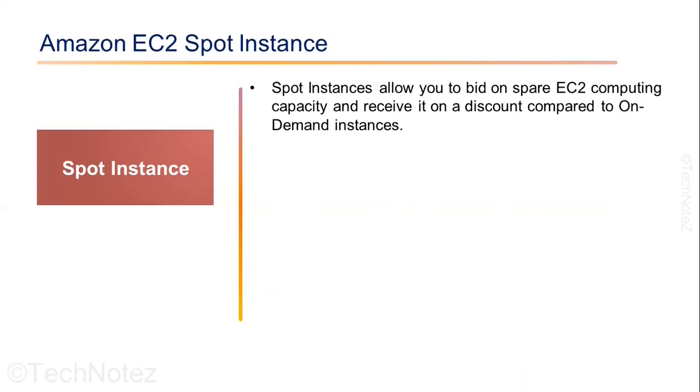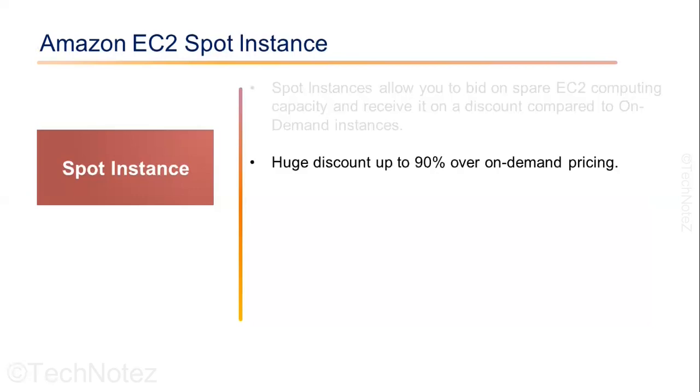AWS Spot instances allow you to bid on spare Amazon EC2 computing capacity and receive it at a discounted price compared to the on-demand prices. Spot instances offer a flexible and scalable solution for handling unpredictable workloads. The Spot instances can provide up to 90% in discount over on-demand pricing.